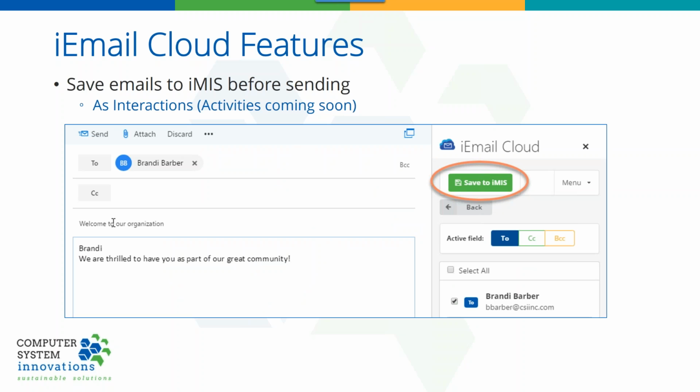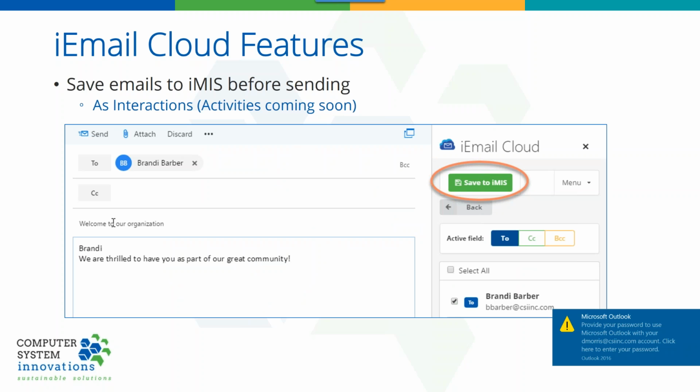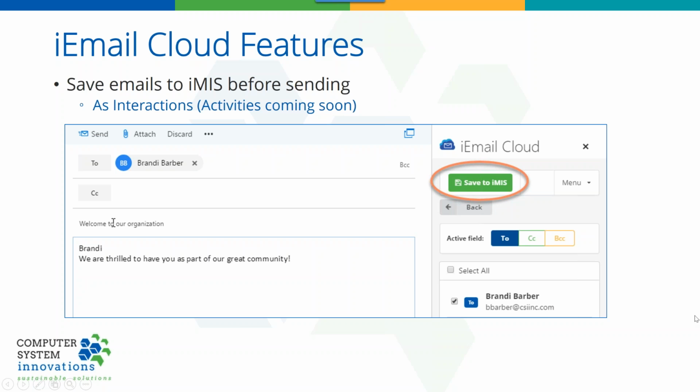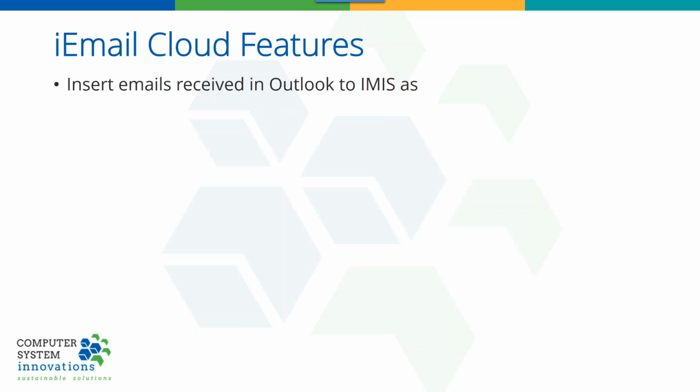We have to play by some new rules today. We've got to play by Microsoft's rules with what we're allowed to do in terms of accessing the cloud stuff, and we have to play by some of iMIS's new rules with their new RESTful API. So things are a little different in the new environment, and so when we're using iEmail Cloud and we need to save something to iMIS, we do it before we send the email, and I'll show you that too. And of course, you can take any received email, any email that you've gotten in, you can go ahead and insert it into Outlook as an interaction or an activity.